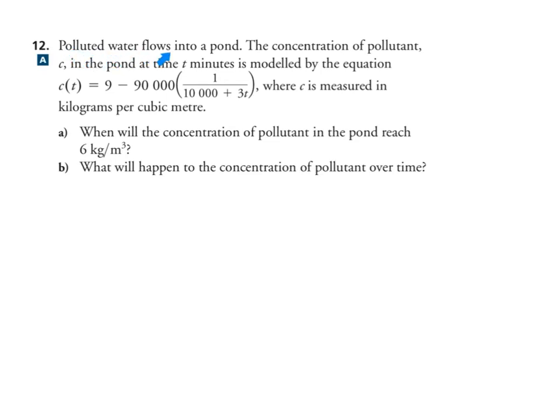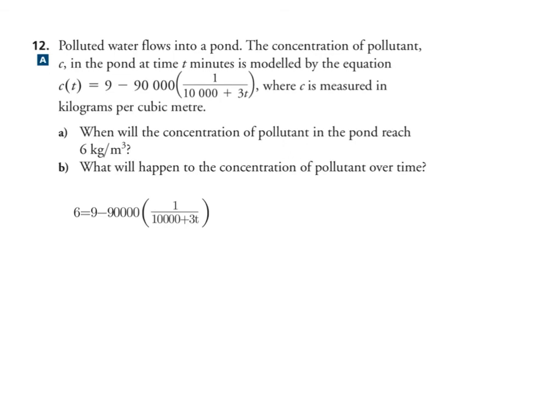All right, polluted water flows into a pond. The concentration of pollutant C in the pond at time t minutes is modeled by this equation, where C is measured in kilograms per cubic meter. All right, when will the concentration of pollutant in the pond reach 6 kilograms per cubic meter? So C, we want to be 6. Okay, well, we'll just let C of t equal 6 and solve for t.